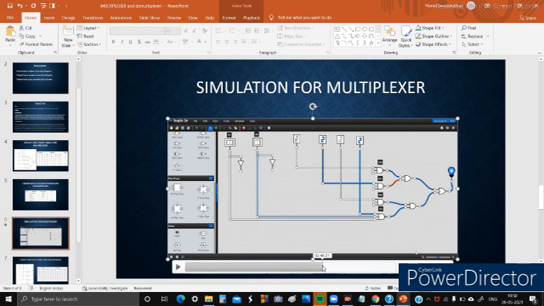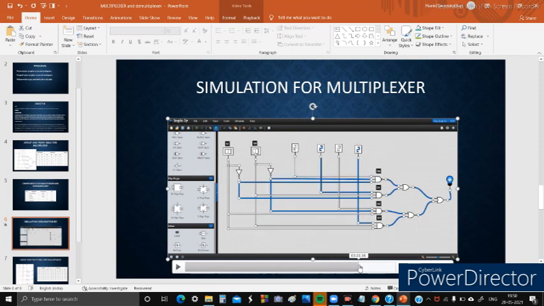We can see that by giving 0 at S1 and S0, we get 1 at D0, and 0 at D1, D2, D3, and then finally we get 1 as our output in Y. By giving 1 as our input in both S1 and S0, we get D0, D1, D2 as output 1, D3 as 0, and Y as 1.